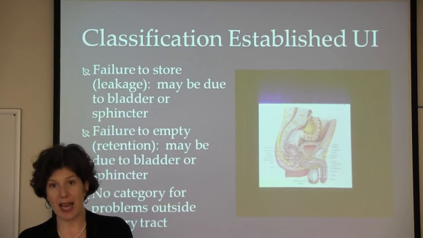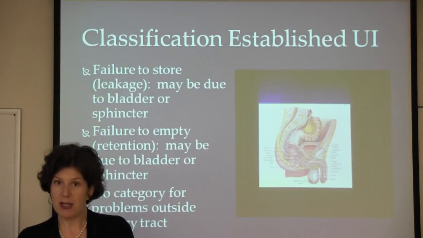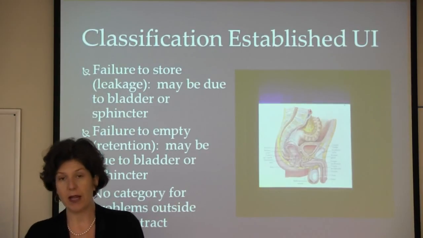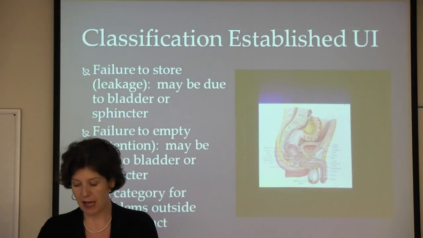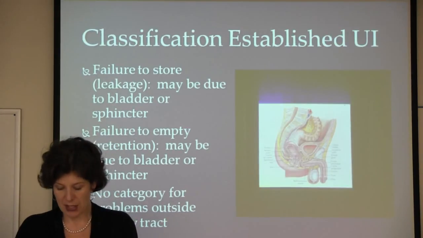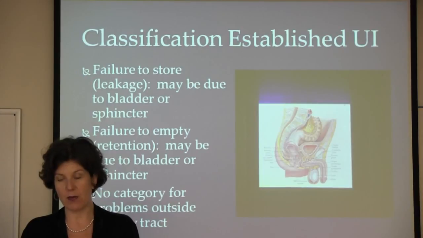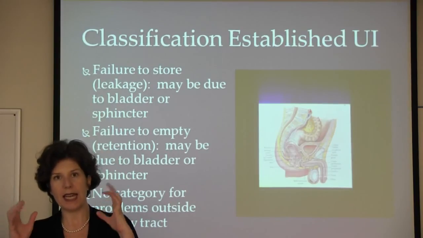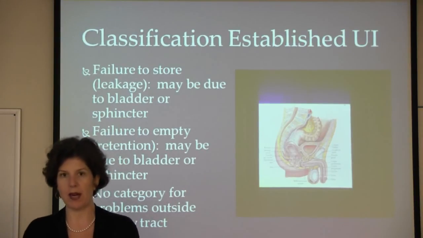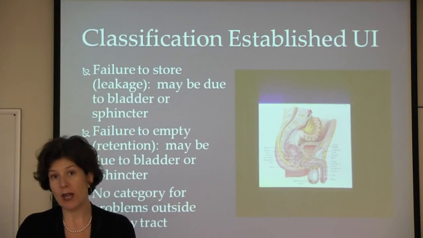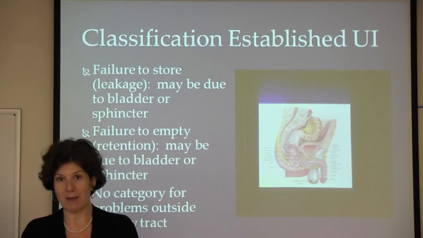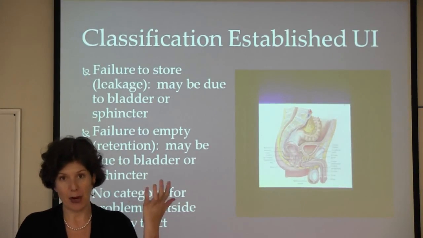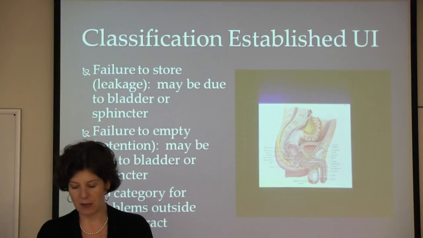Then we have failure to empty, or retention. This may be due to the bladder: the contractions are not adequate or sustained long enough to empty effectively. Or the sphincter has excessive urethral resistance and does not allow it to empty. This is really excellent, and it helps delineate whether it's a bladder problem or a sphincter problem. But remember, in normal voiding physiology, it's not just the bladder and sphincter in concert by themselves. We also have to have the brain, the pons, and the spinal cord interaction.